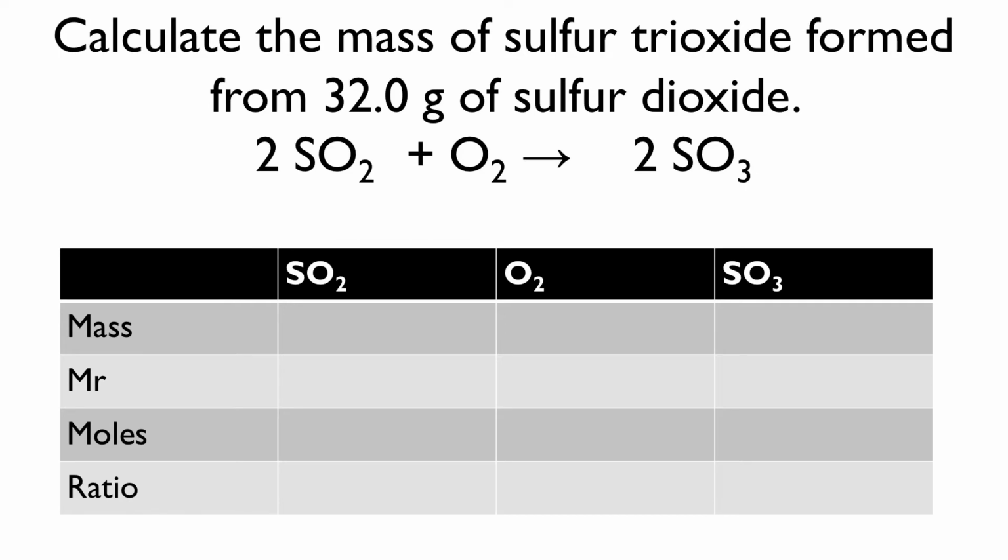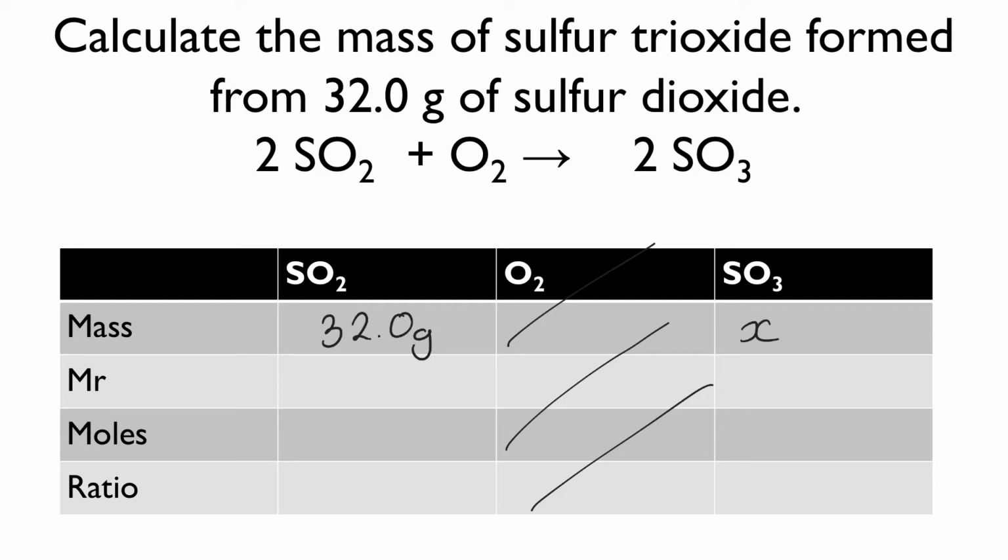So back to the question. Again, I've made a little table here. So the mass of sulfur dioxide is 32.0 grams. We've not been given any information on oxygen, so I'm just going to ignore that. And sulfur trioxide is what we've been asked to calculate, so that's our X essentially.